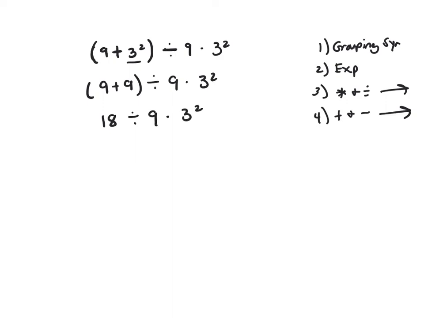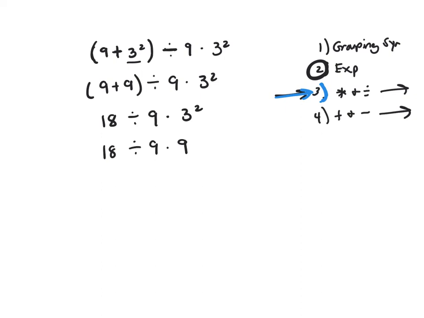And the next thing you want to do, you've got division, multiplication, and exponents. And exponents are before multiplication and division. So that's 18 divided by 9 times 9. And then you're left with division and multiplication, and they're completed at the same level. You do not divide before you multiply or multiply before you divide. You work left to right.